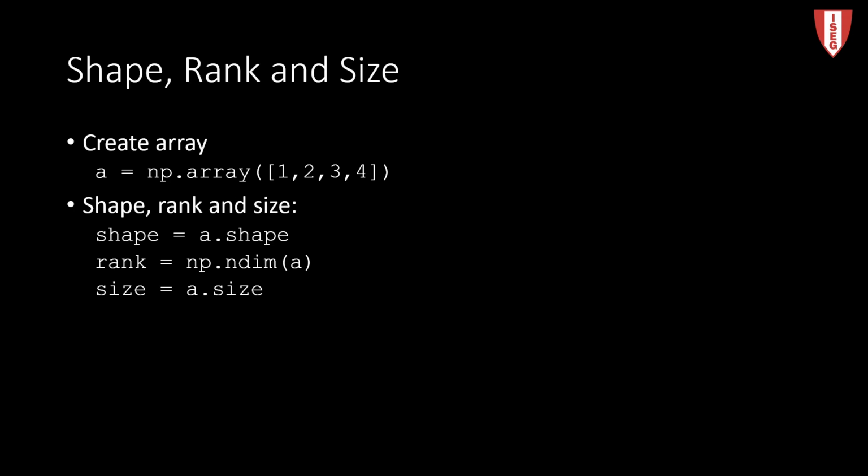The rank of an array is the number of dimensions it has. In this case, it is 1. The shape of an array is derived from its rank and extents. In this case, it is just 4. The size of an array is the total number of elements in it. In this case, it is also 4.